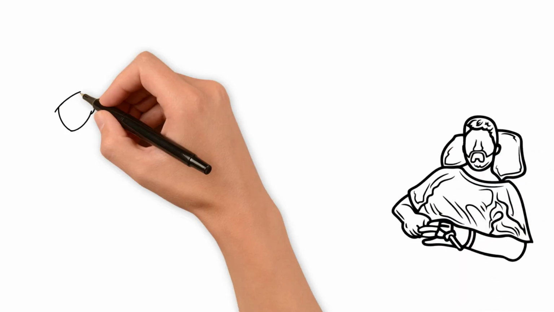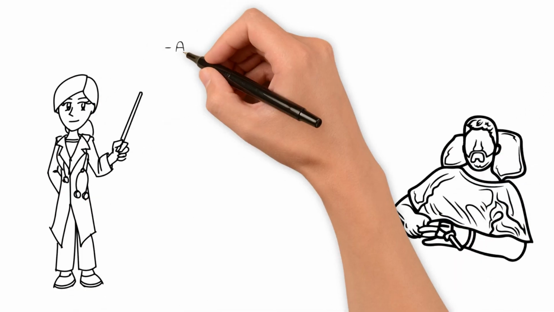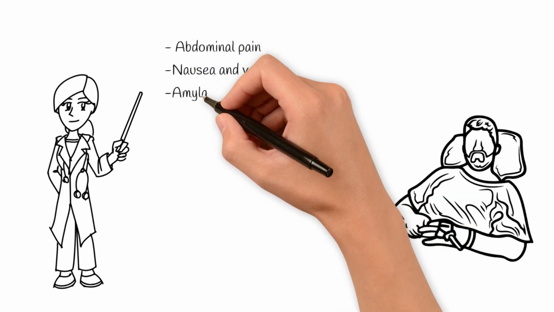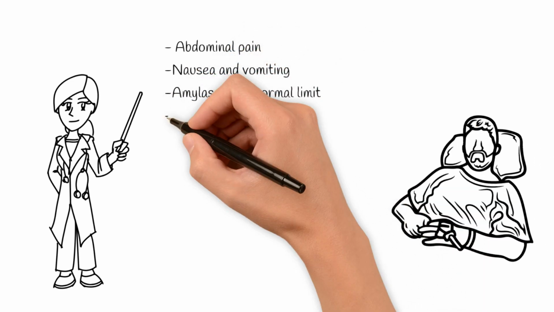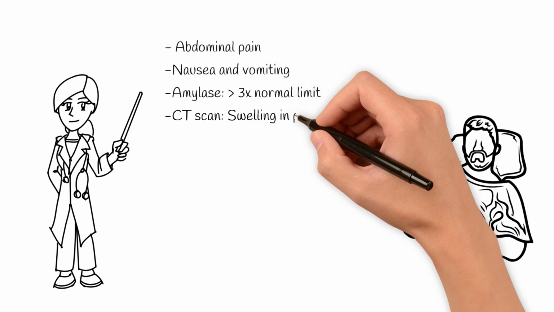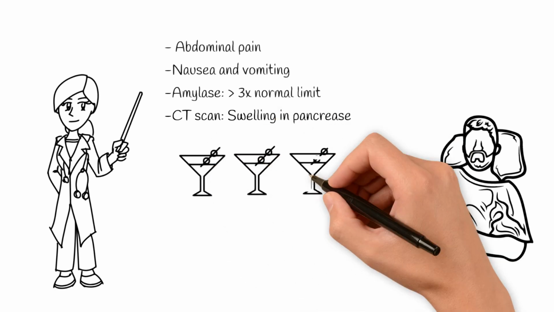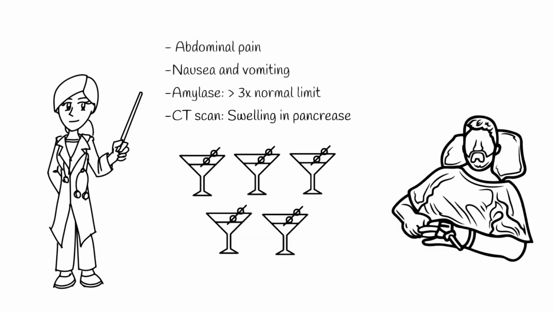Good afternoon, Mr. Bond. Yesterday you came in complaining of severe upper abdominal pain accompanied by nausea and vomiting. After blood tests showed your serum amylase levels to be 4 times normal, a CT scan found slight swelling in your pancreas, confirming a diagnosis of acute pancreatitis. I have here that you estimate your average alcohol consumption at roughly 5 vodka martinis per day. Is that correct? It is very likely that your high consumption of alcohol is at least partially to blame for your pancreatitis.